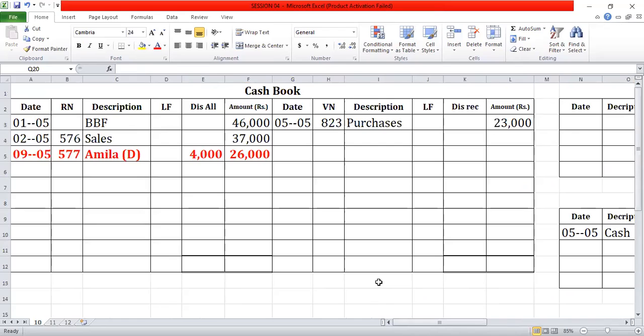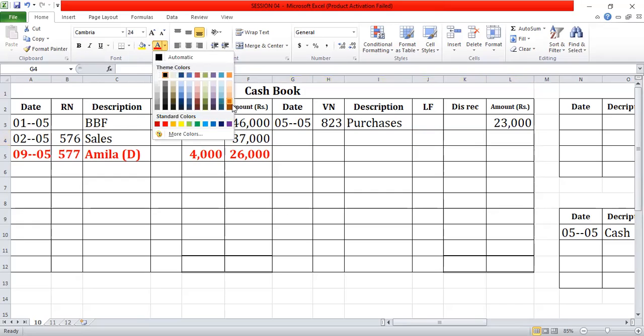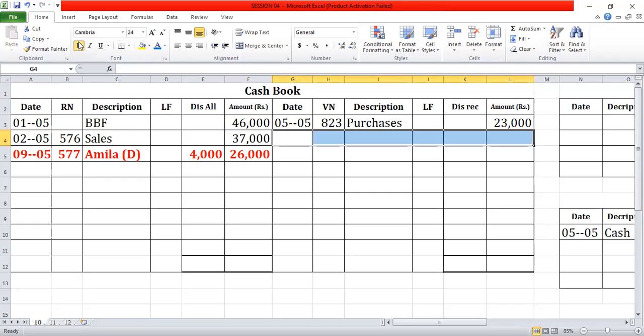Next transaction. If you like, you can highlight that as well. 13th May, paid a creditor Sudara 33,000, received discount 7,000. I'm going to highlight that with blue color. The date is 13th of May. Voucher number 824. Sudara. And remember, Sudara is a creditor.